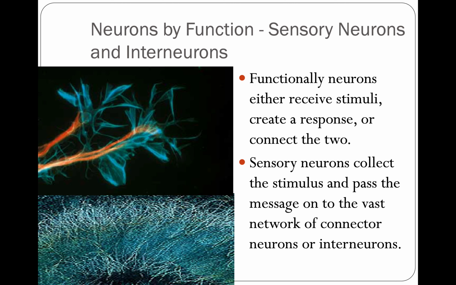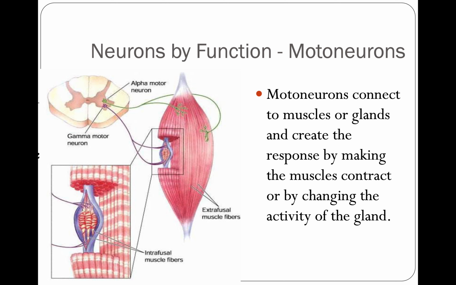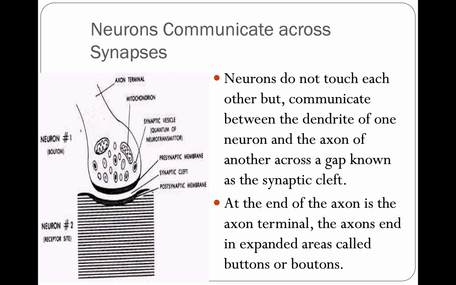Underneath the gray matter is the white matter. Functionally, neurons either receive stimuli, create a response, or connect the two. Sensory neurons collect the stimulus and pass the message on to the vast network of connector neurons or interneurons. Motor neurons connect to muscles or glands and create the response by making the muscles contract or by changing the activity of the gland.